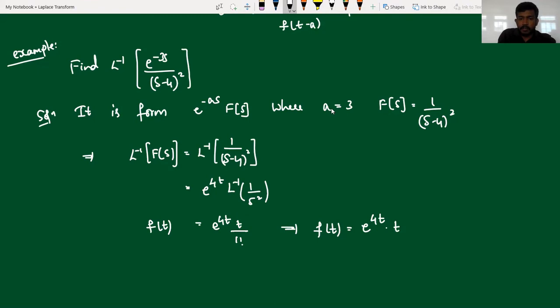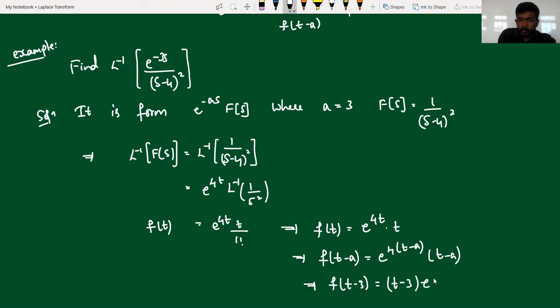But since the value of a is 3, f of t minus a is equal to e to the power of 4 into t minus a into t minus a. Now I substitute the value of a. So f of t minus 3 is equal to t minus 3 into e to the power of 4 into t minus 3.